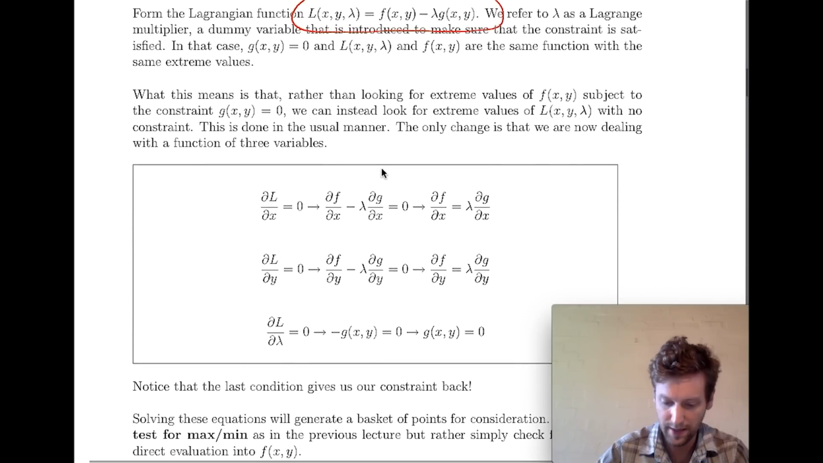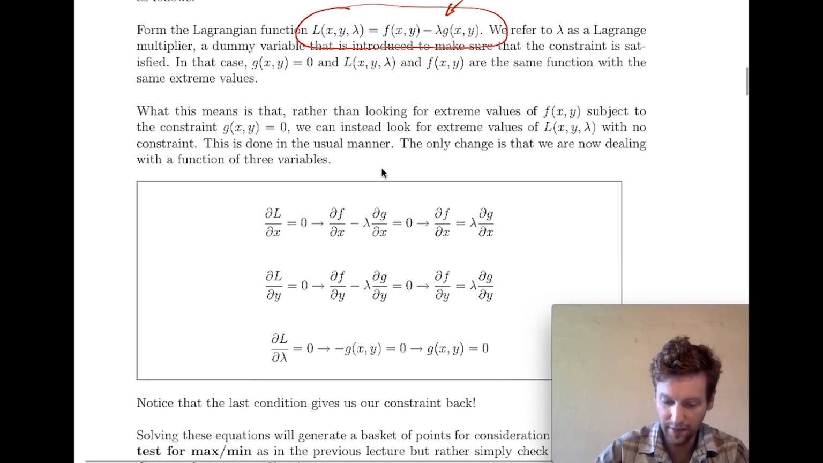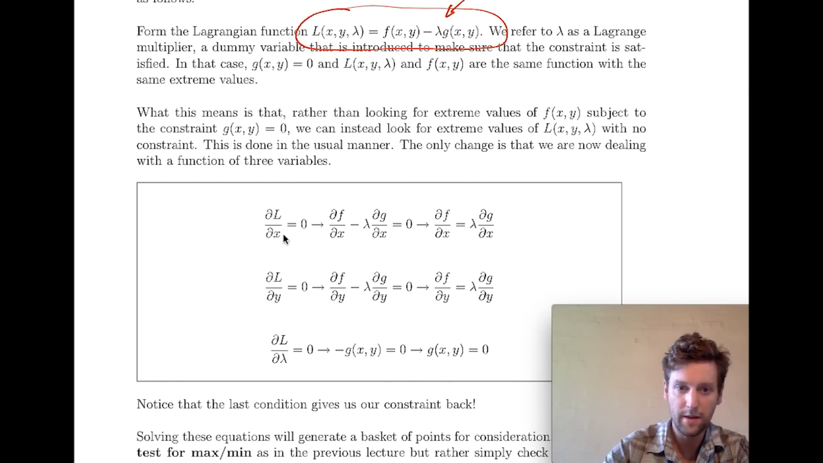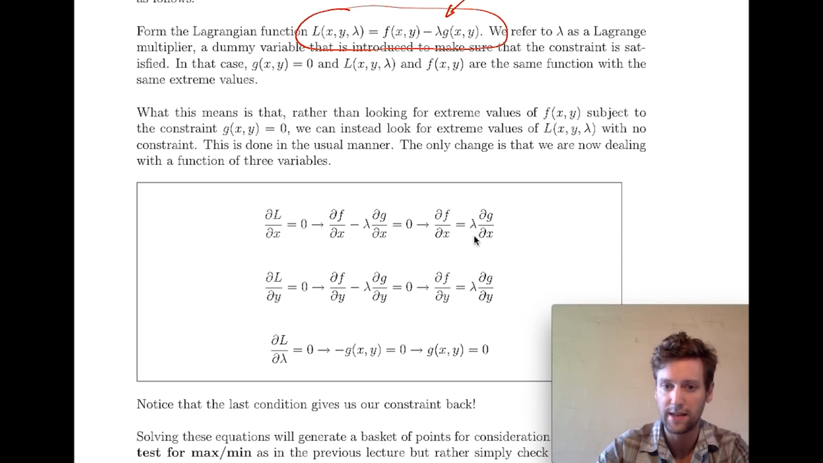So bearing in mind again that L of x and y is given by f minus lambda g, then the derivative of L with respect to x being equal to 0 gives me, first of all, the derivative of f with respect to x minus, well, lambda is just a constant, derivative of g with respect to x. df dx minus lambda dg dx. That's equal to 0, and so that gives me an expression relating the partial derivative of f with respect to x, the partial derivative of g with respect to x, and the Lagrange multiplier lambda.